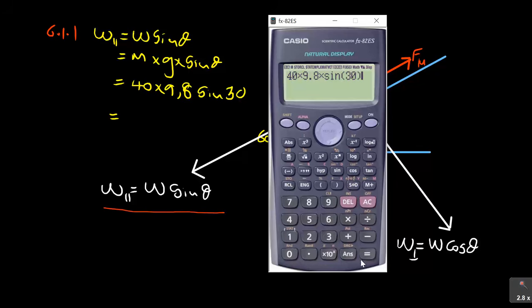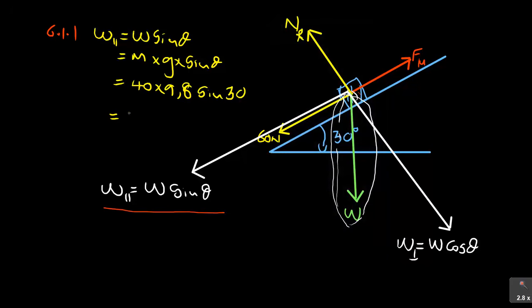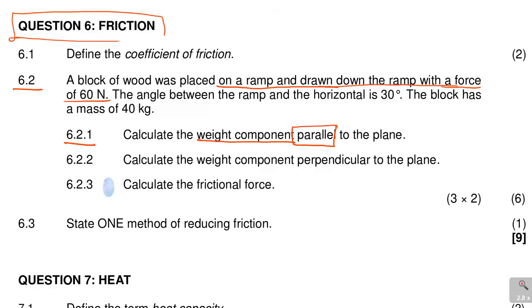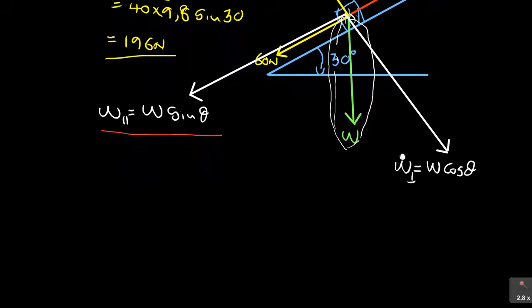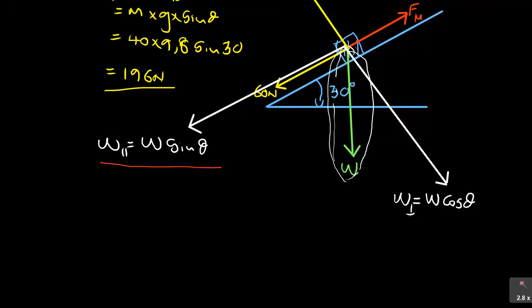So that is how you resolve your forces, which is 196 newtons. Are you getting that? So that was the first part. And then 6.2.2, they say the weight component perpendicular to the plane. Are you seeing that? So in here, they were now looking for this part. This is the perpendicular to the plane they are looking for.